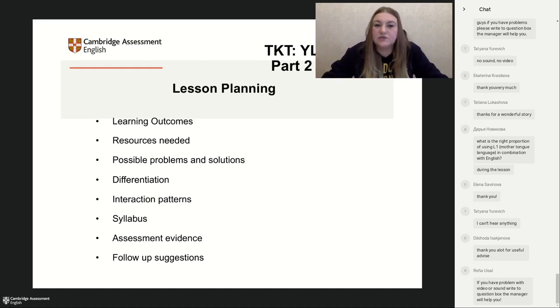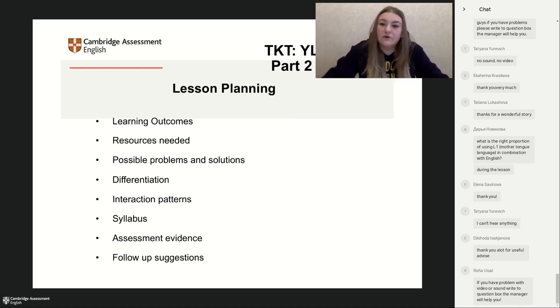This part covers resources needed. Yeah, some of the resources we can use in the classroom, possible problems and solutions that may happen. That's everything about the odd number of students, or if your CD player doesn't work, what are you going to do? So it's also differentiation, the process by which teachers can adapt or modify or change their teaching style and methods in order to meet students' needs, yeah?